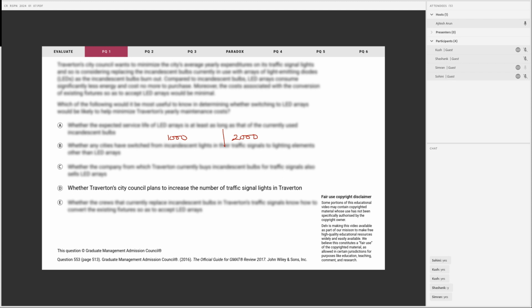So, if the number of traffic signal lights increases, that is, we get a yes to this, then what's going to happen?